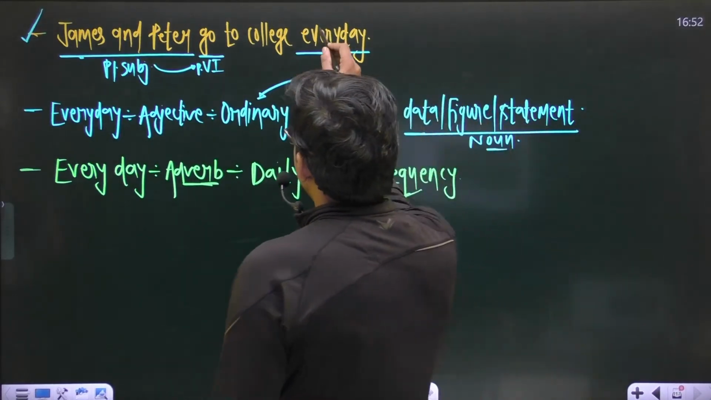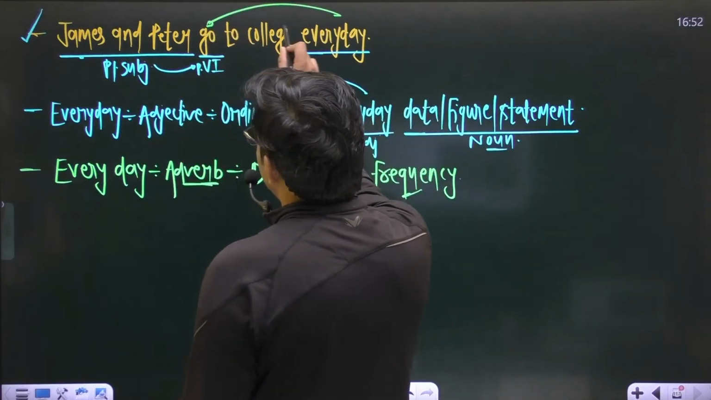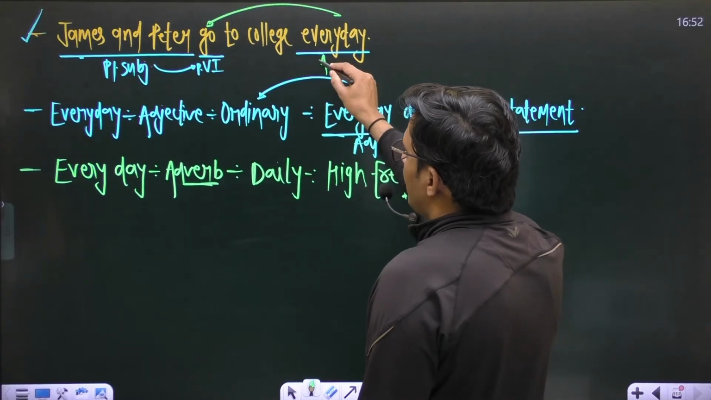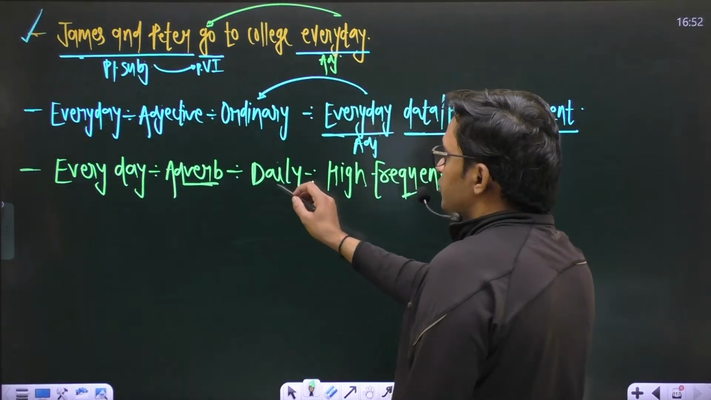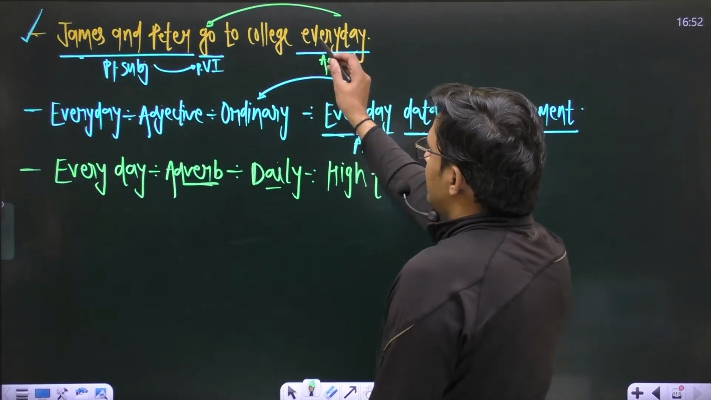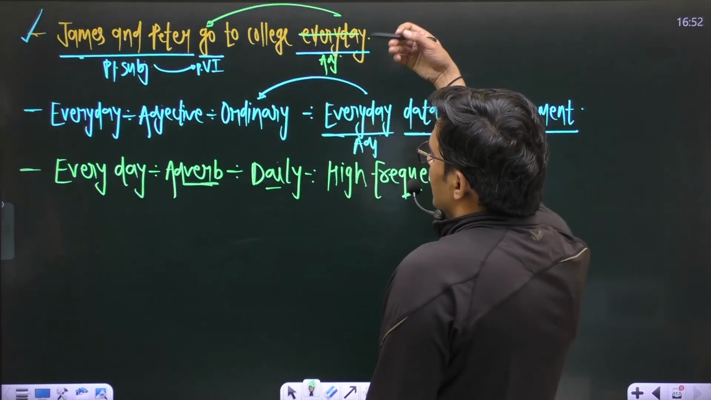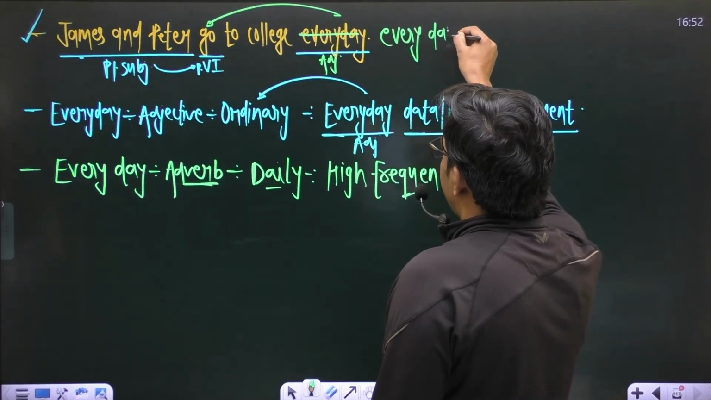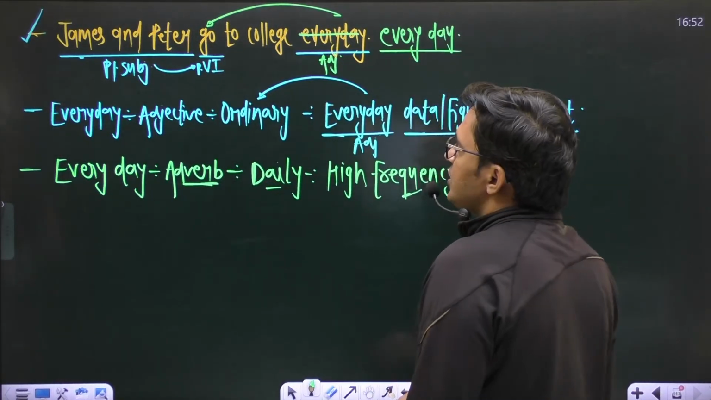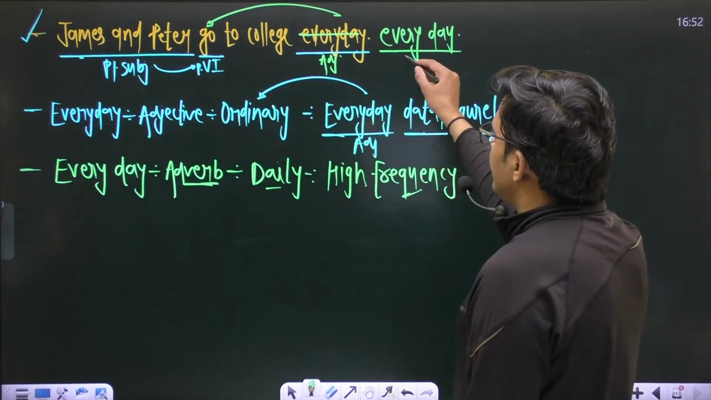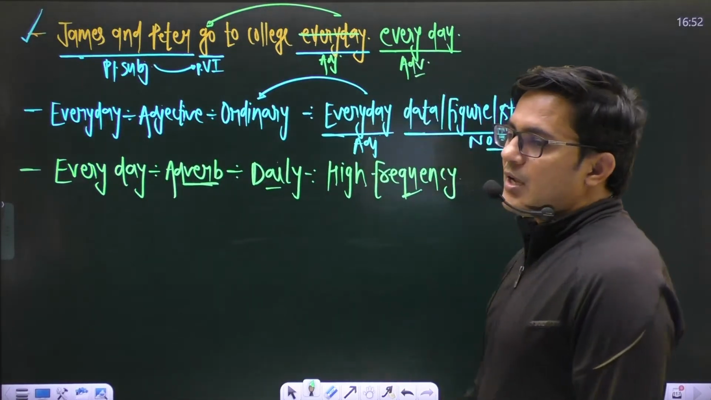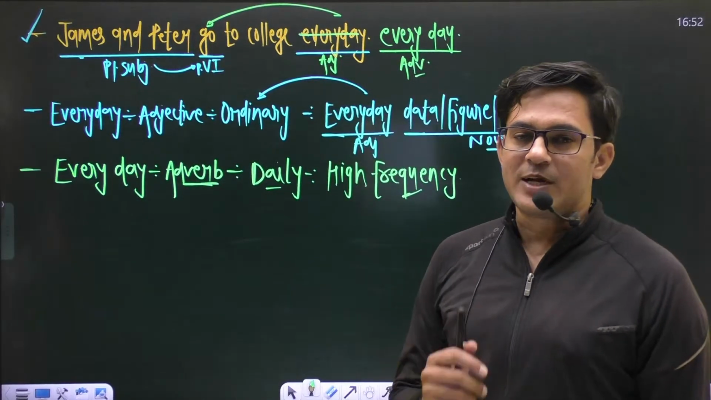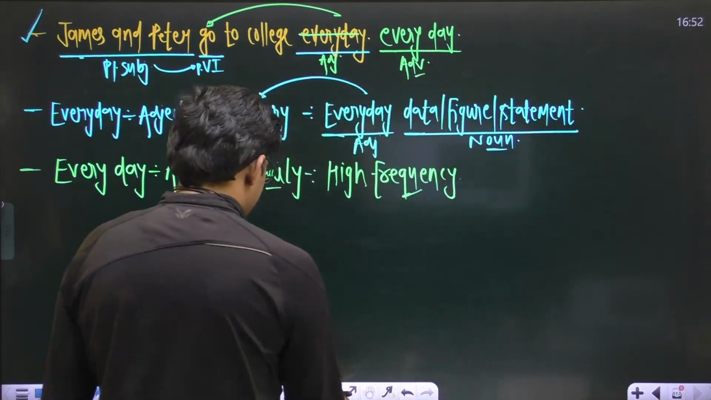So if you apply it in the sentence, it shows that in the sentence we are talking about an adverb of time to show the sense of daily, but this word is an adjective in nature, and to make this word an adverb, we just write like this, we just say James and Peter go to college every day. Now it becomes an adverb and it shows the sense of daily, right? To denote high frequency, we use an adverb. Okay, I think you know it very well.